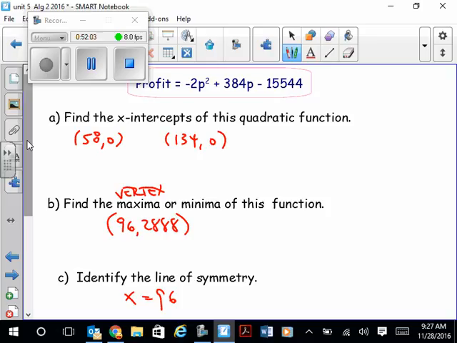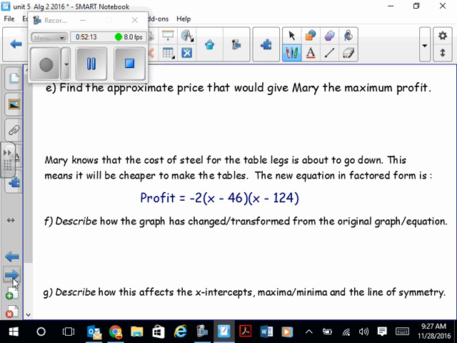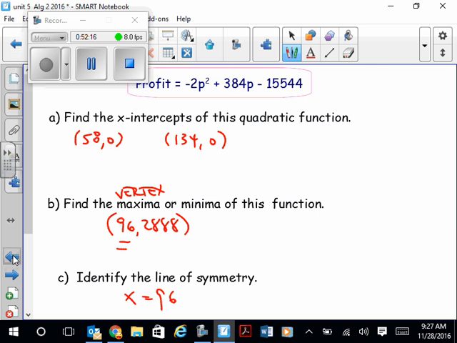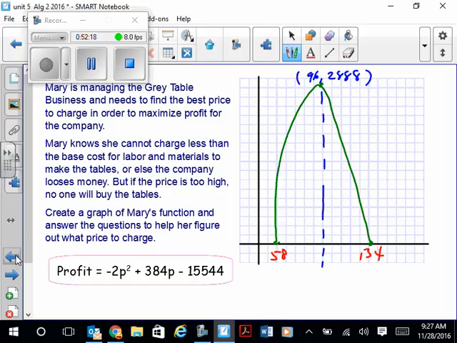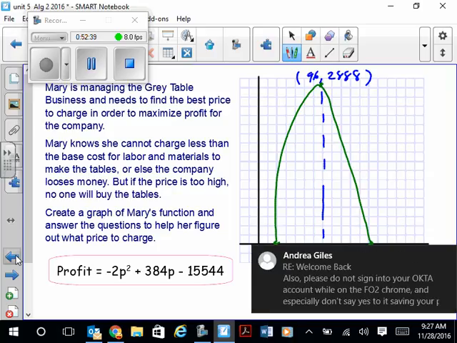Oh, I'm sorry, we didn't answer E. Well, let me ask a question. What is the price that would give the maximum profit? 96. Okay, so they asked it differently. In other words, the line of symmetry. Is that question based off the other one? It's the one we just did. Question E should be on the back of the page. Oh, I see. All right. So question E is on the back of the page.